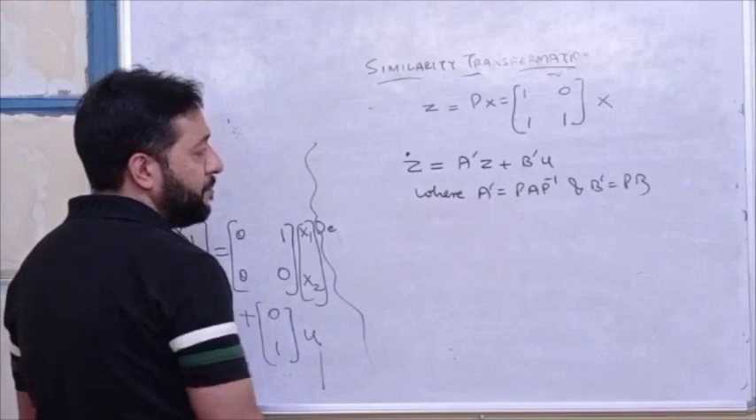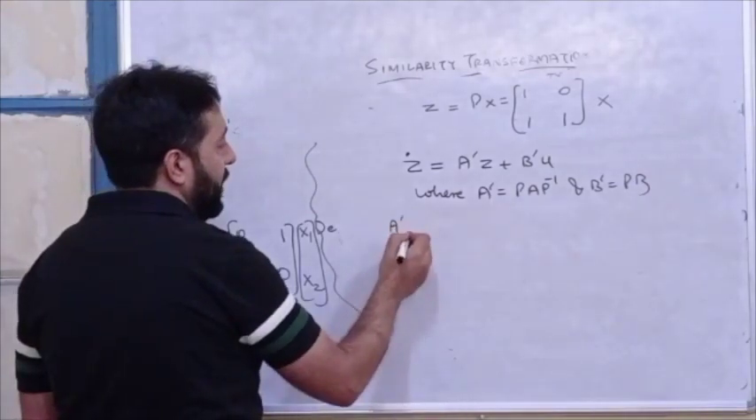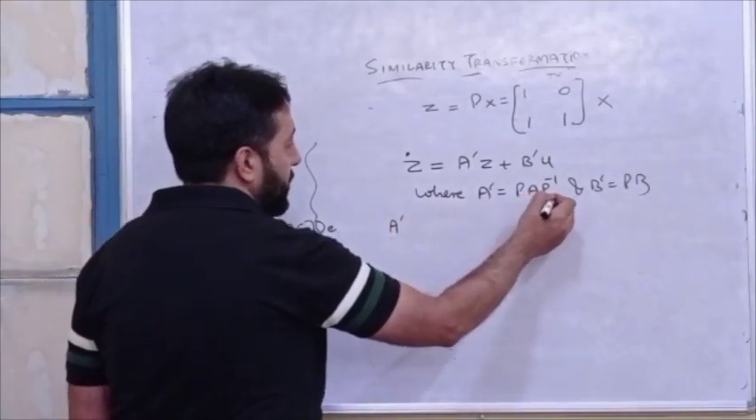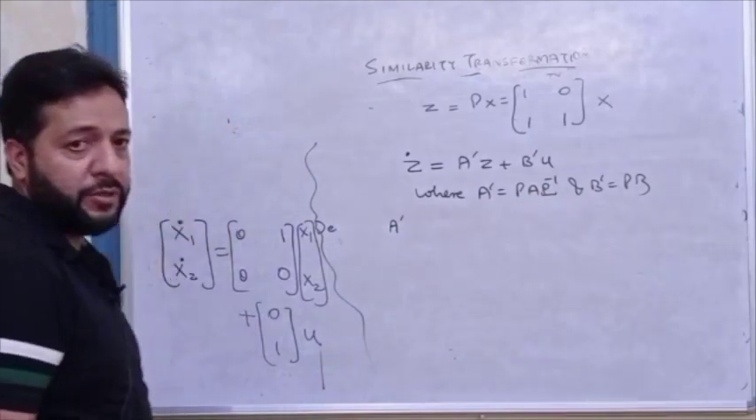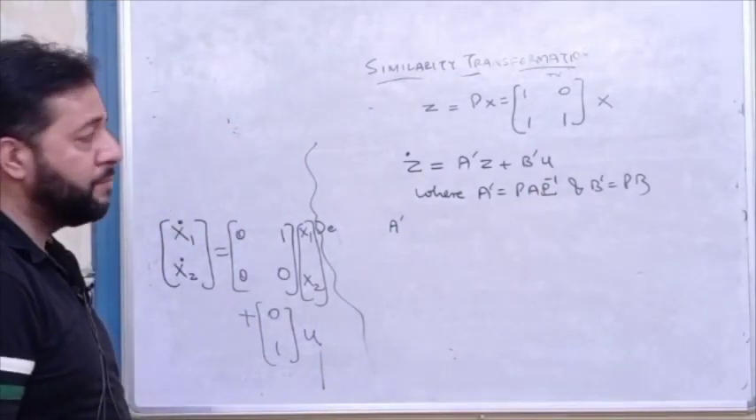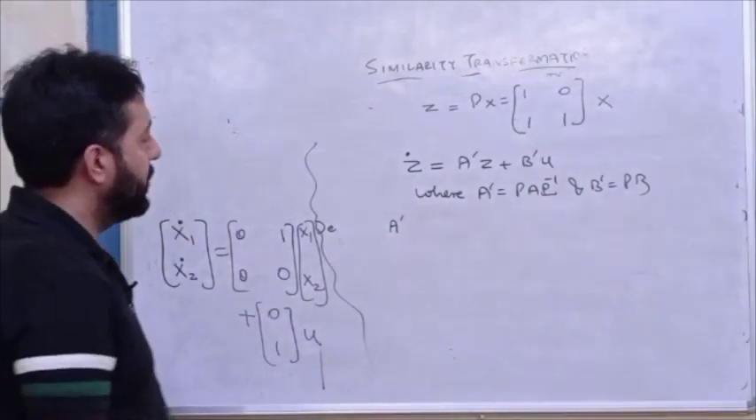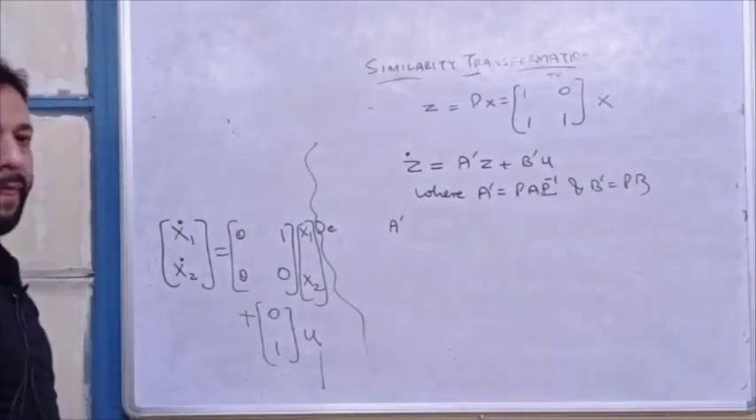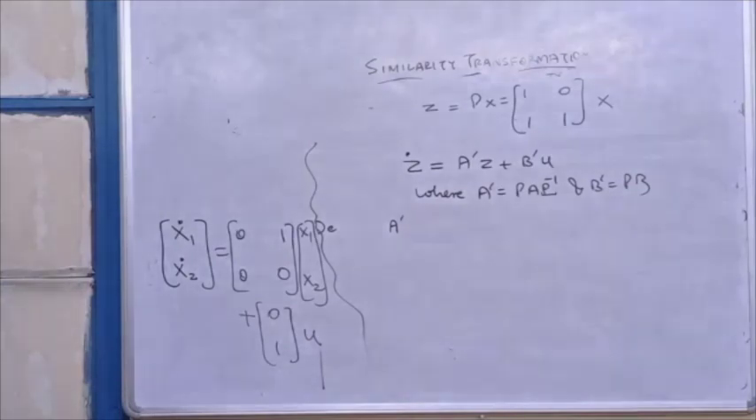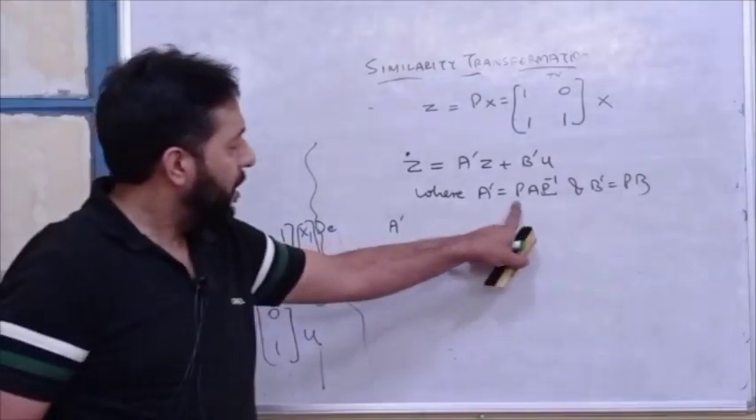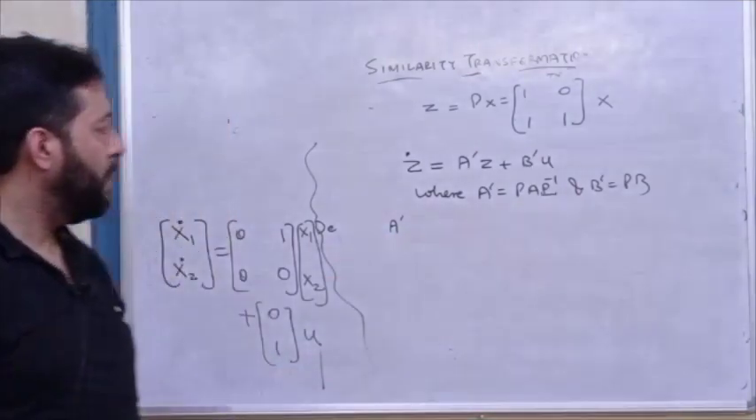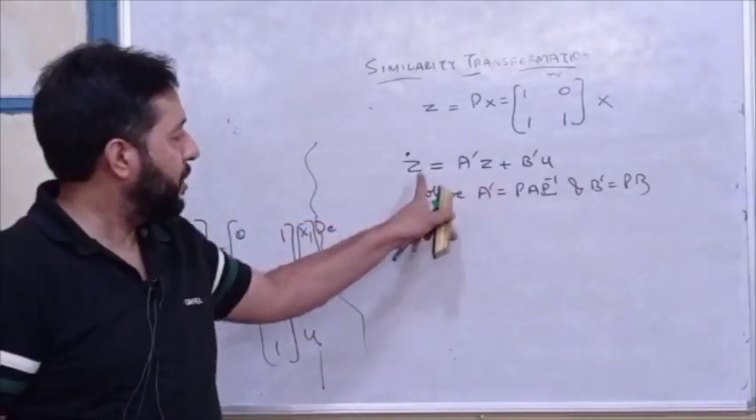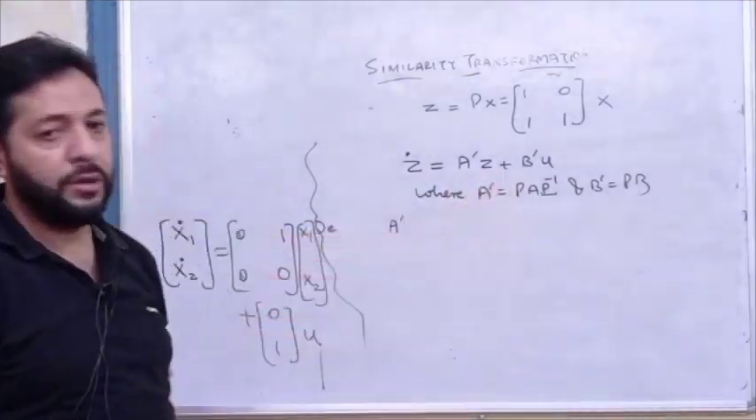Sahi hai na? So bata zara A dash kya aayega? Pehle A dash obtain karne ke liye you will have to obtain P inverse. So obtain P inverse. Karo karo on paper karo. Get me that PAP inverse and PB. So 1 minus 1, 0, 1. Ye pura obtain karo na ye. So ye wala matrix to, ye wala equation do puri.